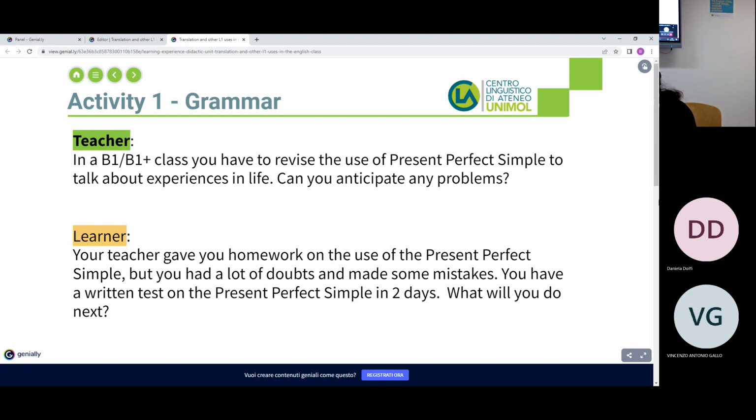The use of the past simple and the present simple, the present perfect, sorry. Okay, here we have another teacher who says translation, when to use the past simple and the present perfect. There's another problem with translation.